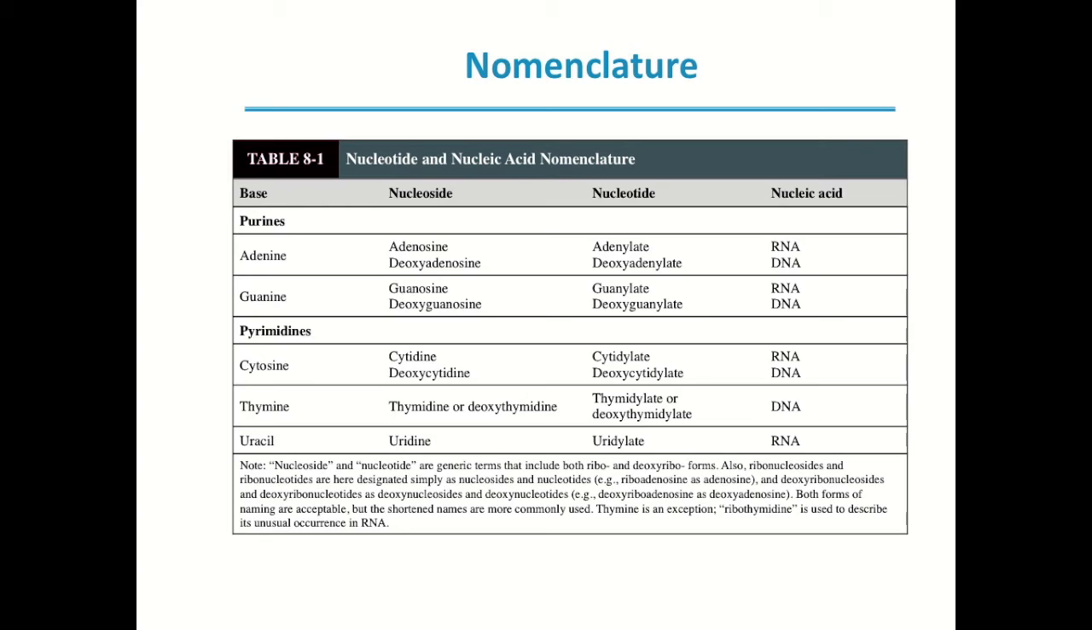So the deoxynucleosides are found in DNA, not RNA. With the pyrimidines, cytidine is the nucleoside, which has the cytosine pyrimidine base. And then when it's part of a nucleotide, the ending changes to -ylate.